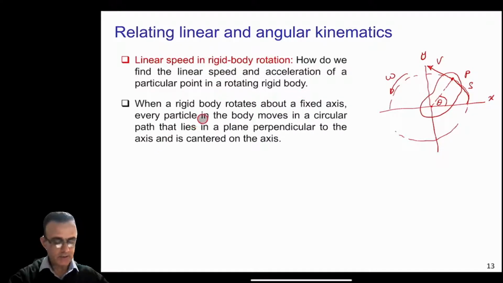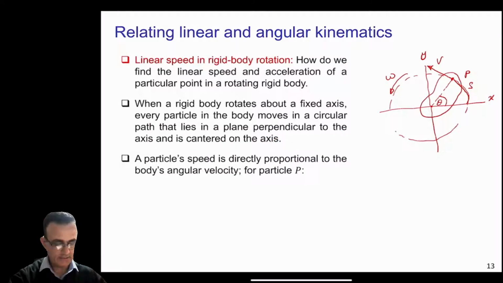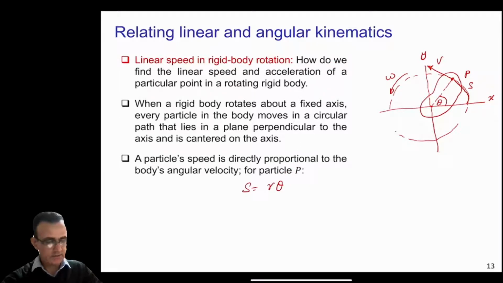When the rigid body rotates about a fixed axis, every particle in the body moves in a circular path that lies in the plane perpendicular to the axis and is centered on the axis. So a particle's speed is directly proportional to the body's angular velocity. For a particle P, we know that S is equal to R theta, where R is the radius of this circle.